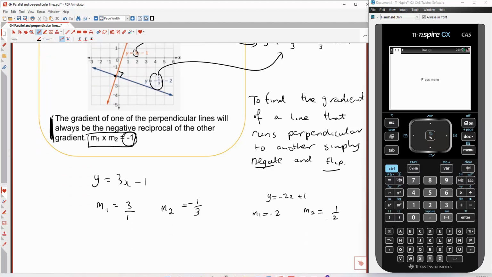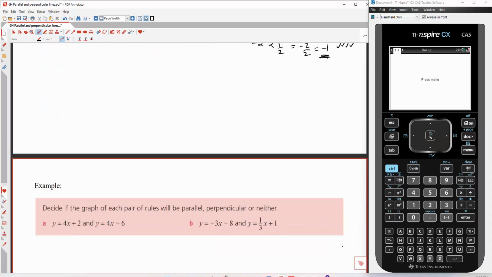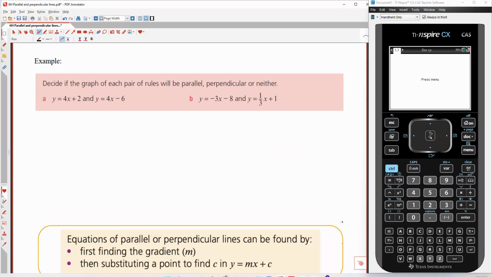Okay, and again note that we could check that this indeed means that they're perpendicular by doing negative 2 times a half, which is negative 2 over 2, which is negative 1. When that result happens, when you multiply the two gradients and you get negative 1, it does mean that the lines are perpendicular to each other. Alright, so let's just try that out.